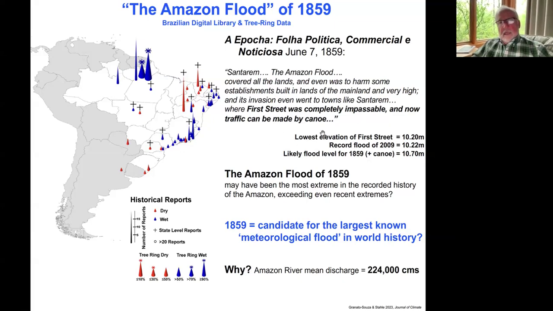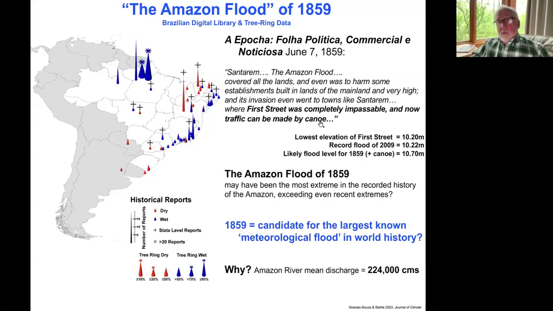And how deep was that? Well, when they say you could get a canoe down First Street, we went and measured the elevation of First Street. It's still there. It's 10.2 meters above sea level. The all-time record flood of 2009 was 10.22 meters above sea level. So it just came onto First Street.